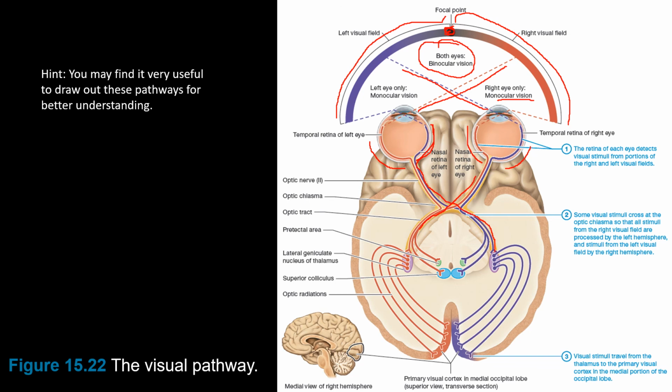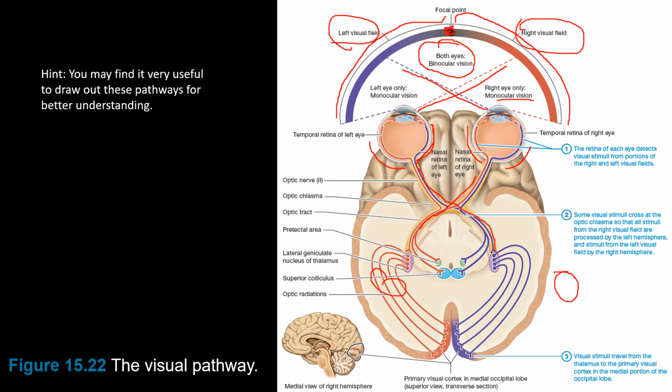It's really important that you know left visual field processed by right hemisphere. Right visual field processed by left hemisphere. And if you can keep that visual pathway straight in your mind, that's going to save you a lot of heartache. If you don't understand it, you're going to need to draw it out. And it's going to be the only way you can understand it.